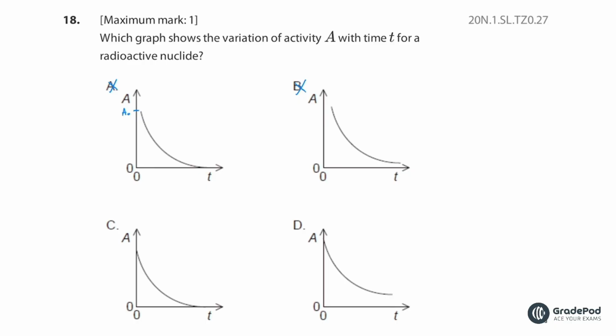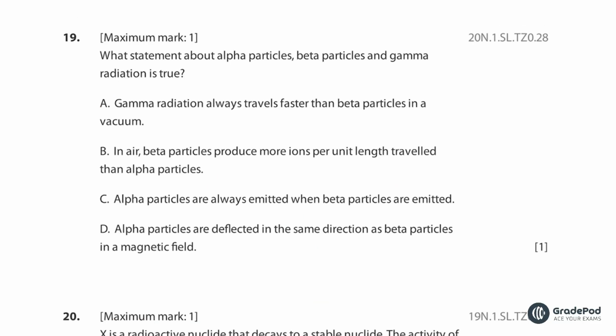Due to the sheer scale of the number of nuclei inside a sample, it's very unlikely you'll ever see the curve go exactly down so the activity equals 0. There will always be some nuclei that are undergoing decay. Our answer is D.